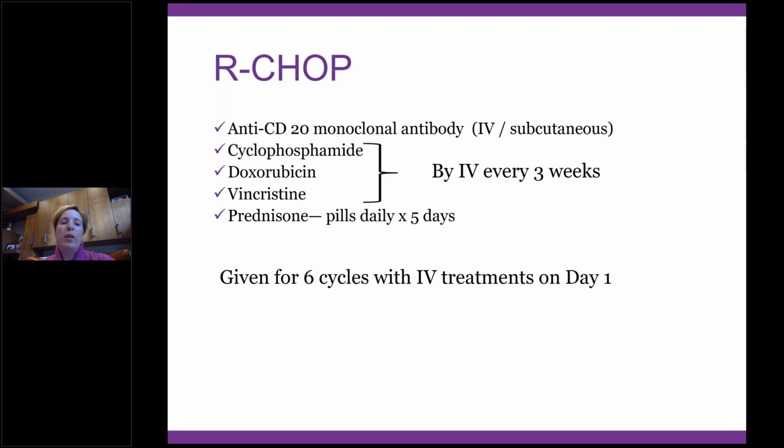The next 3 drugs in the CHOP are cyclophosphamide, doxorubicin, and vincristine. These are all given in the IV. And the last drug, prednisone, are pills that are given daily for 5 days at home. The rituximab and cyclophosphamide, doxorubicin, and vincristine are all given on day 1 of 3-week cycles, with a total of 6 cycles administered.